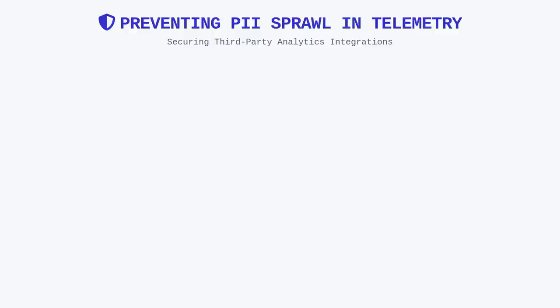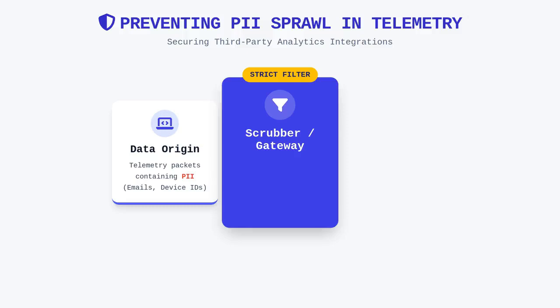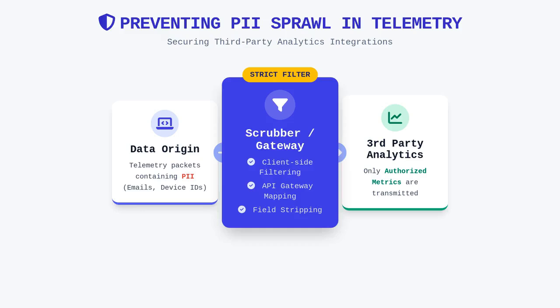Telemetry pipelines often feed into third-party analytics integrations, which introduces the significant risk of PII sprawl across external environments. You must ensure that every payload destined for these platforms undergoes a strict filtering process directly on the client side or via a middleware scrubber. It is a common mistake to send an entire object to an analytics service when only a specific performance metric is required. Yet this single action can leak PII like email addresses or persistent device identifiers.